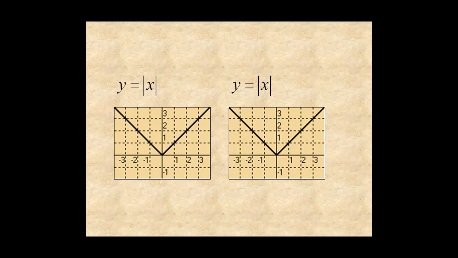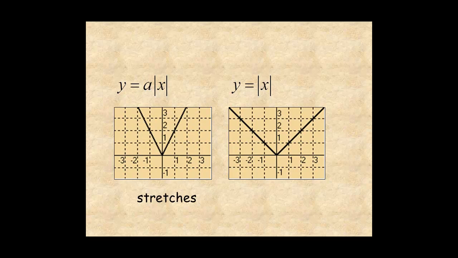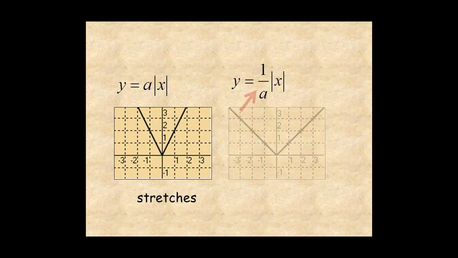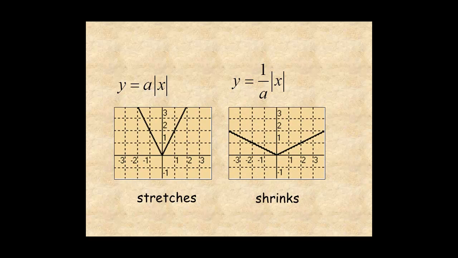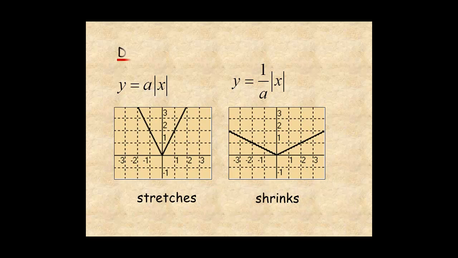So here's the rule. When you multiply the function by a number greater than 1, the graph stretches vertically, and the slope of the legs increases. When you multiply the function by a number less than 1, the graph shrinks vertically, and the slope of the legs decreases. This type of transformation is called a dilation.